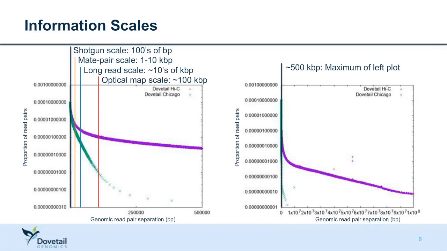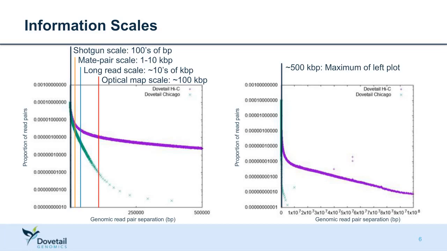And what you can see is in Dovetail Chicago in green, you can see that it's a decay as it goes, getting bigger and bigger, and maybe all the way up to 100 kb, and you can still see some data about 250 kb, but the majority of it is within the hundreds of kbs. Okay, and if you put that in the perspective of shotgun sequencing, mate pair, and even long reads, you can see that this intermediate scale is able to complement all this short range information.